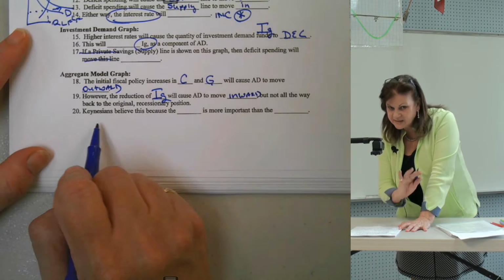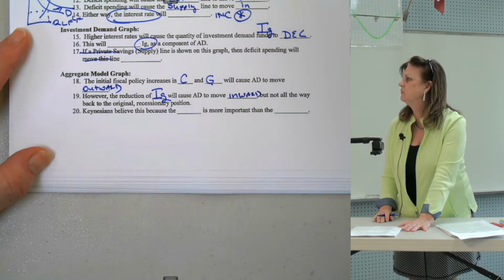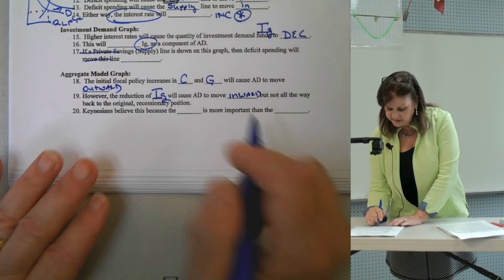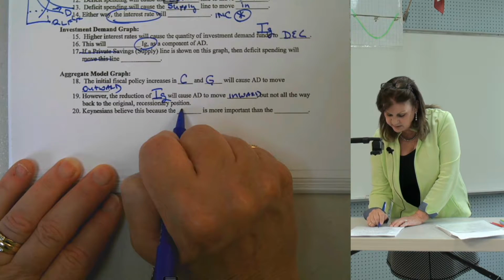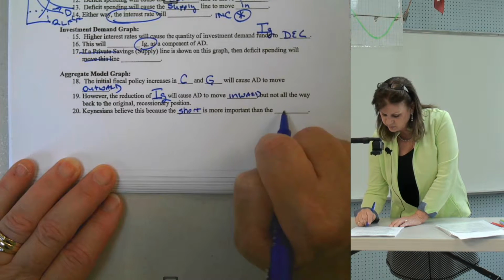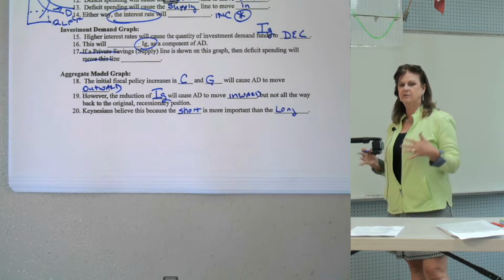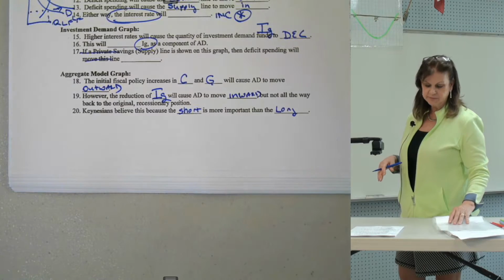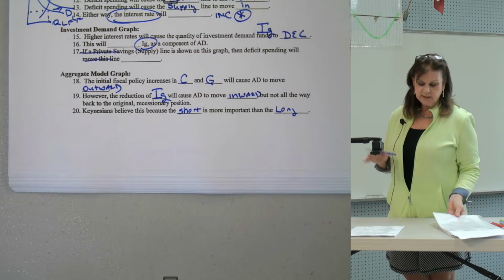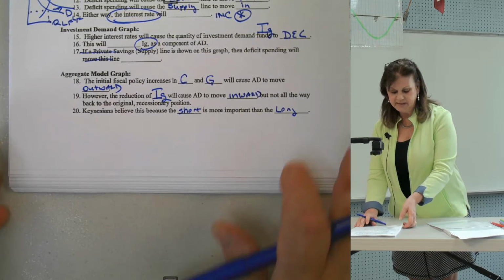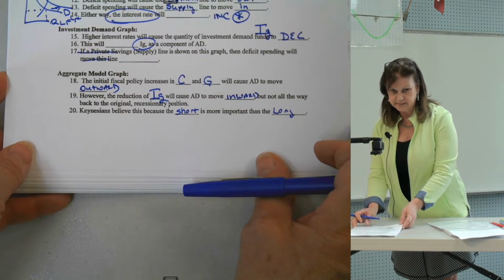And Keynesians, again, I don't think they're going to get into the individual economists, but Keynes is one that comes up, and he thinks that the short run is more important than the long run. Basically, he said, you have to fix the problem now, the long run will take care of itself. So again, keep in mind this crowding out really affects the investment demand and private investment.